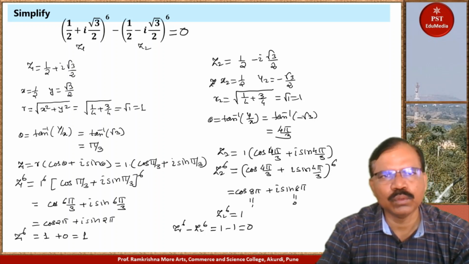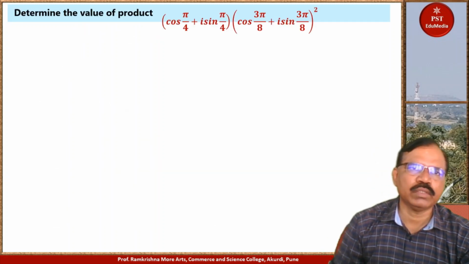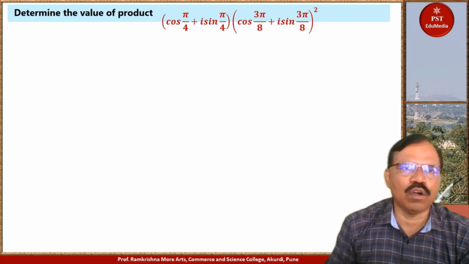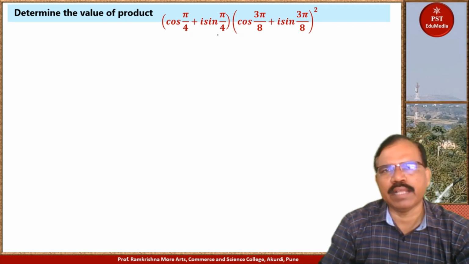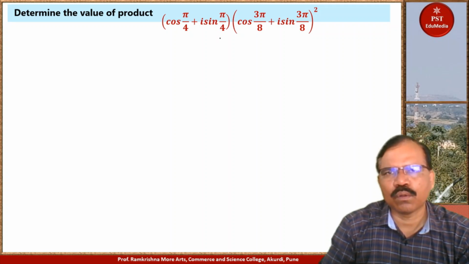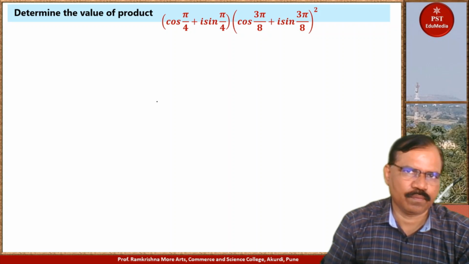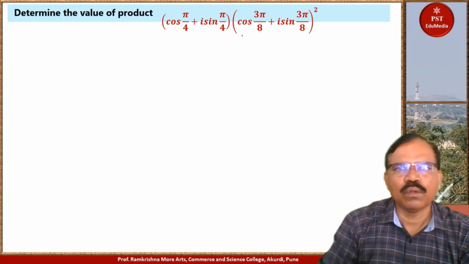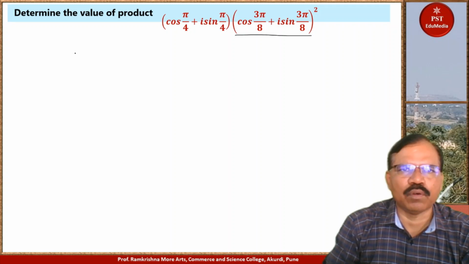Now let us go to next problem. Determine the value of product cos pi by 4 plus i sin pi by 4 in first bracket multiplied by cos 3 pi by 8 plus i sin 3 pi by 8 bracket square. Now let us take this one. We will use De Moivre's theorem for this.